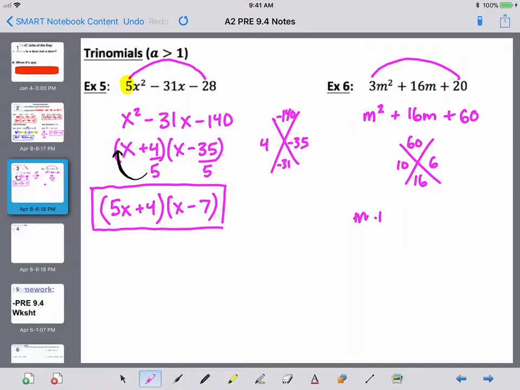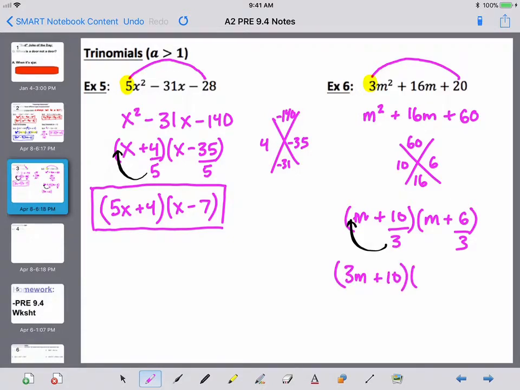So if we factor this, we'll get m plus 10 times m plus 6. And we got to bring that 3 back in. So we're going to divide each of these constants by 3. In our first factor, notice 10 is not divisible by 3, so we got to pull that up in front, giving us 3m plus 10. And the second piece, 6 is divisible by 3, so this is going to be m plus 2. Alright, so there's our factored form of that polynomial.